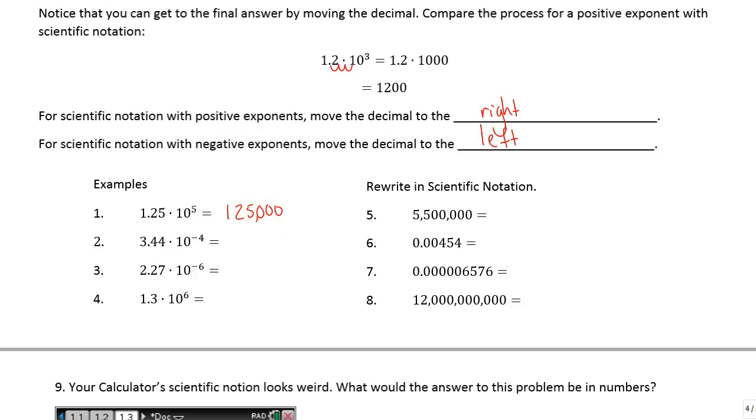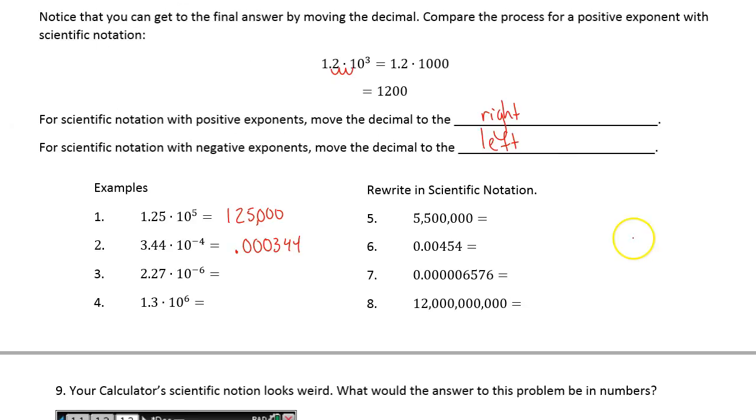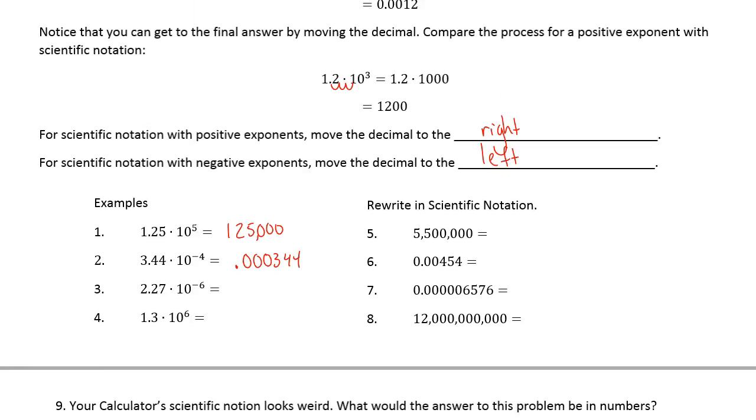Now if I have a negative exponent, I'm going to move it to the left 4 places. So this becomes 0.00344. It's not that I'm adding 4 zeros to the front, I'm moving the decimal to the left 4 places. Okay, so now let's go over to the other part here where it says to rewrite these in scientific notation.